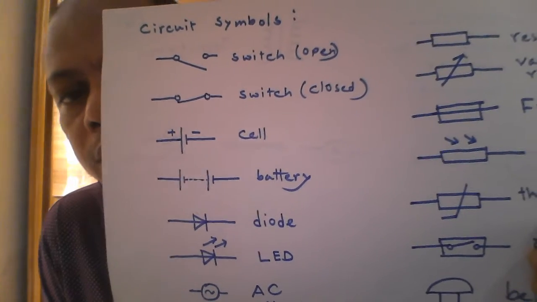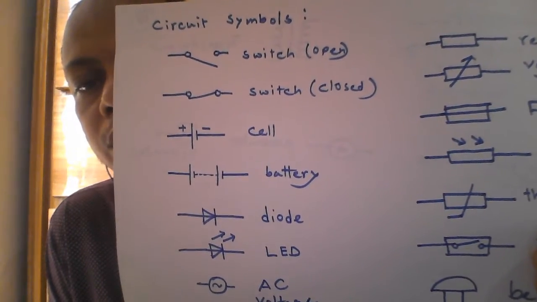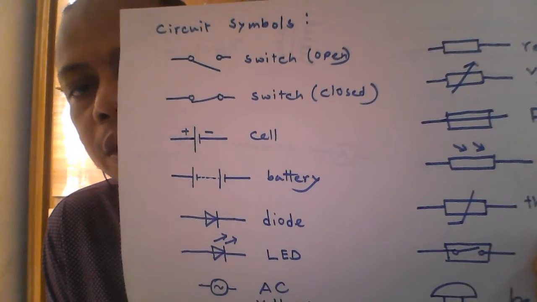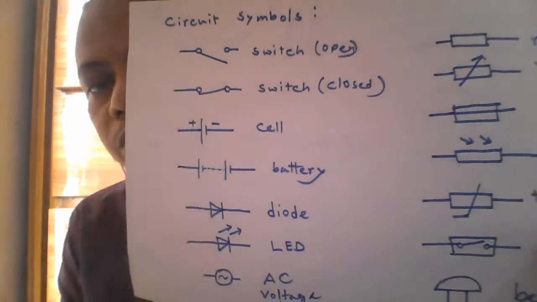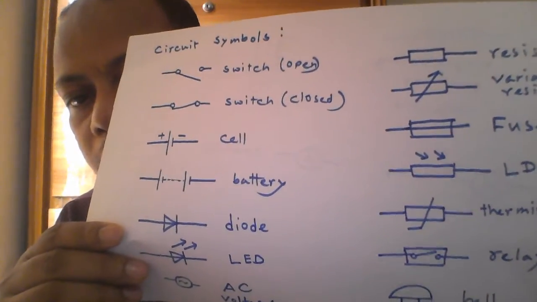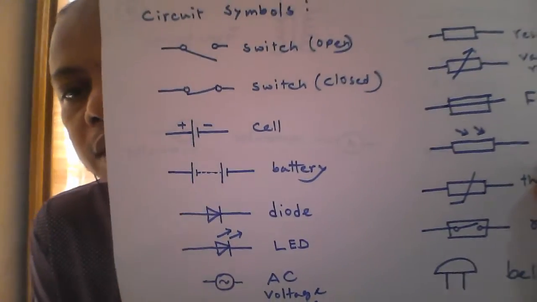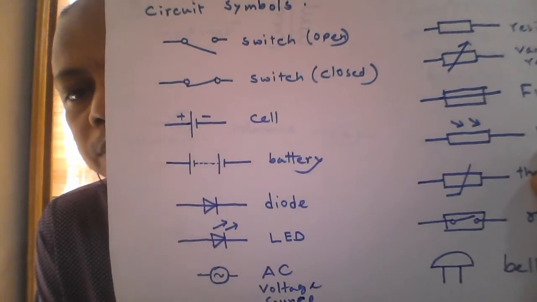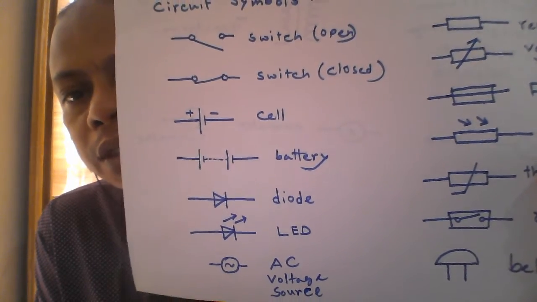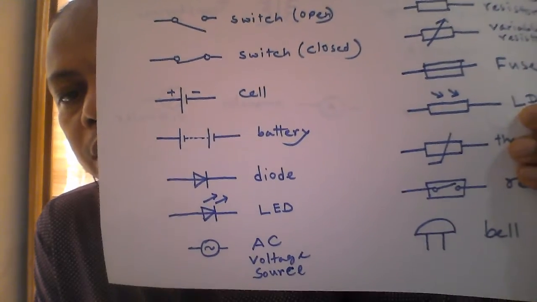The next one is cell, battery. You already know what is called cell or battery. Now you see, in this battery we showed 2 cells are connected one after another, and in this way many more cells can be connected together. So it's very clear to you what is the difference between cell and battery.